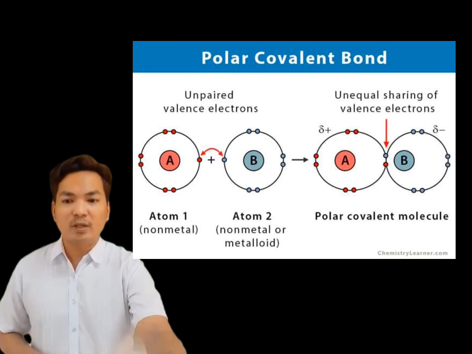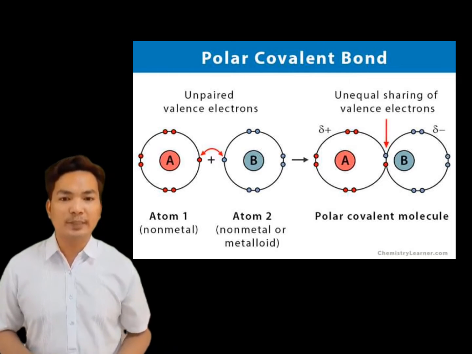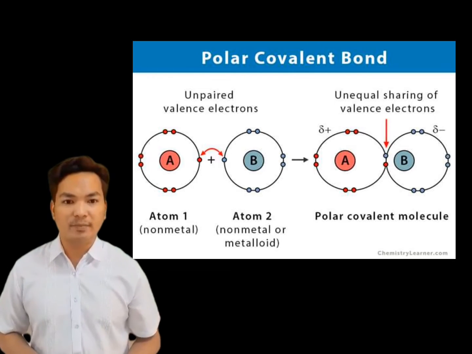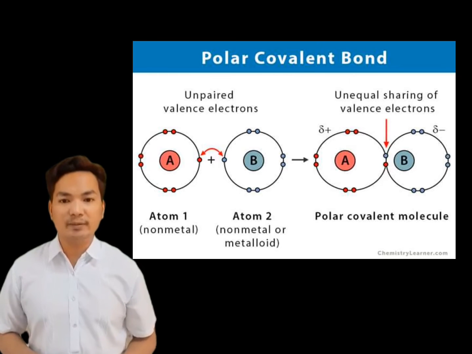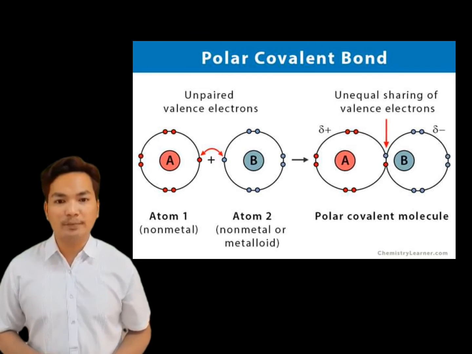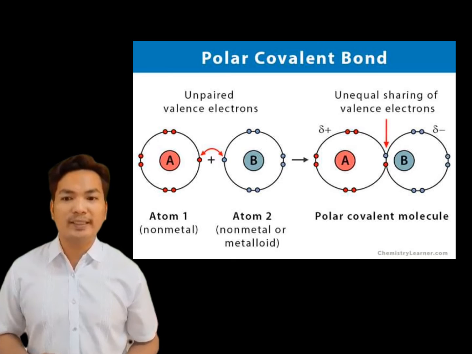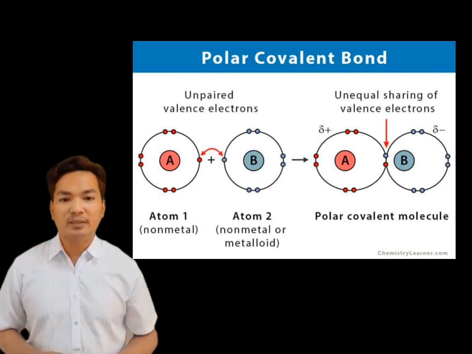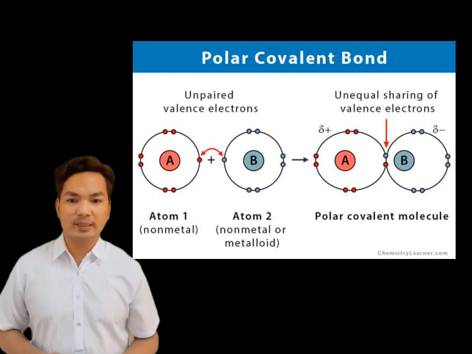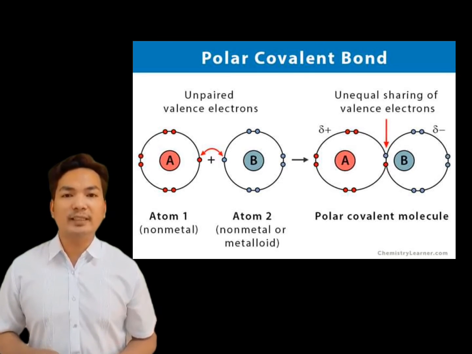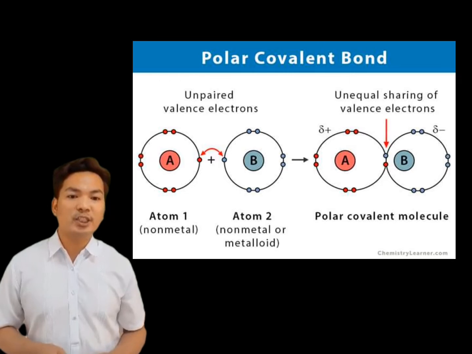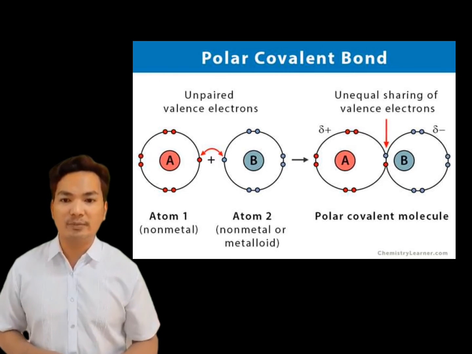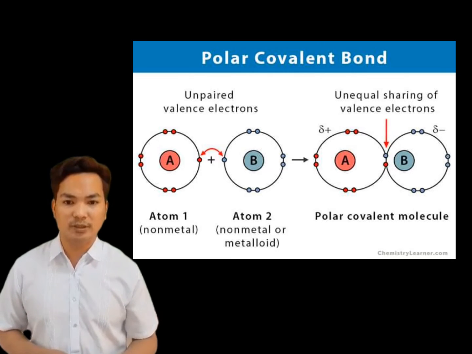In cases where the two atoms involved in the covalent bond are not the same, the attraction is not equal. The bonding electrons are pulled more toward the atom with the greater attraction, the more electronegative atom. So this bond is a polar covalent bond. The atom that has the greater attraction takes on a partial negative charge and the other atom a partial positive charge.